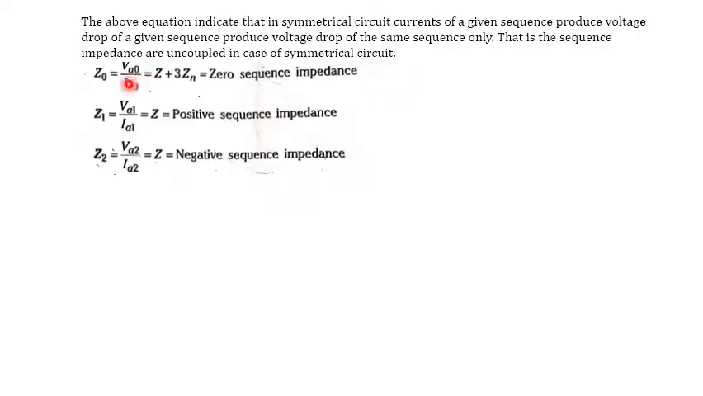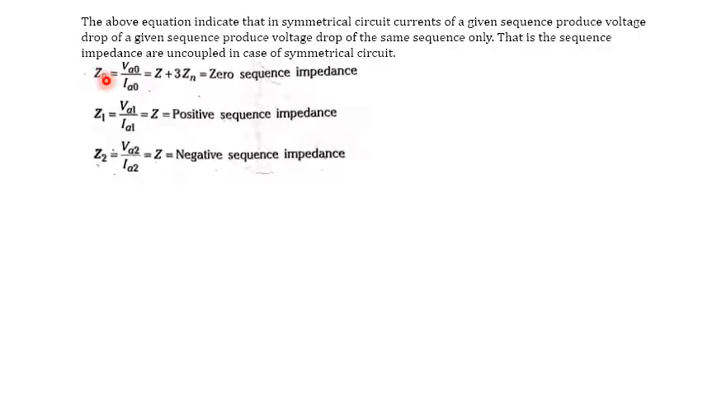Let us write these things. So what we understand from this is it indicates that symmetrical circuit current of a given sequence produces voltage drop of the same sequence only. So the sequence impedances are uncoupled in the case of a symmetrical circuit. So if I want the Va0 value, Va0 is equal to I0 into Z0.